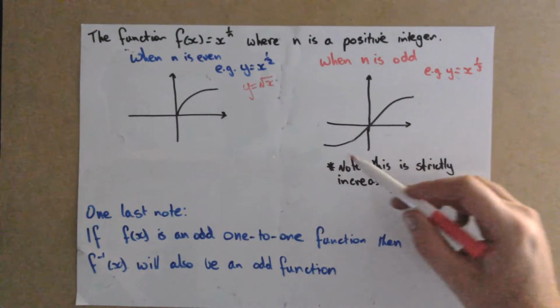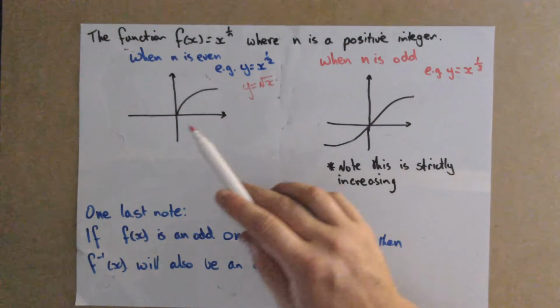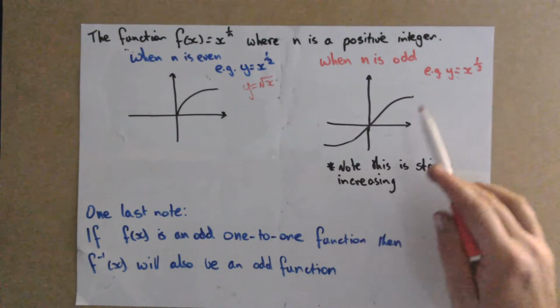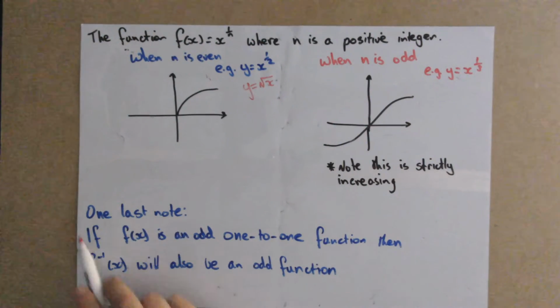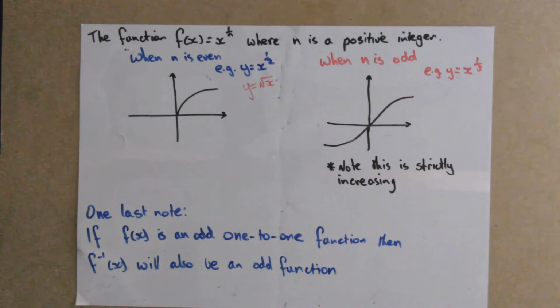Okay, and note that this is actually also strictly increasing. This one is true, but it's not always true that that's going to happen, because we've got this one last little note here that if f of x is an odd one-to-one function, then f to negative 1, or inverse f of x, will also be an odd function.